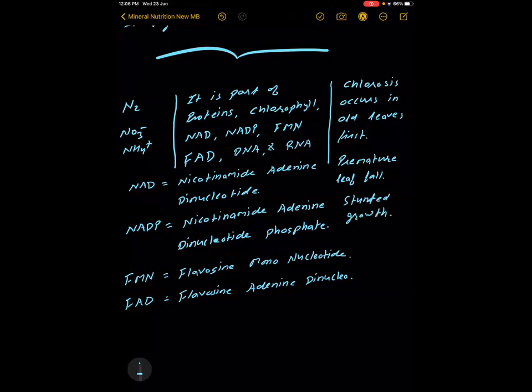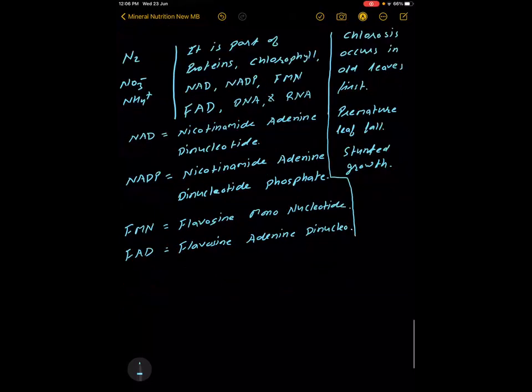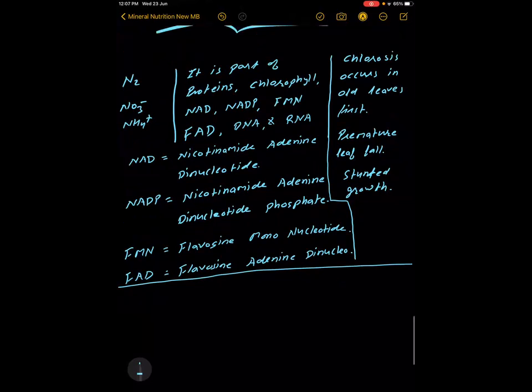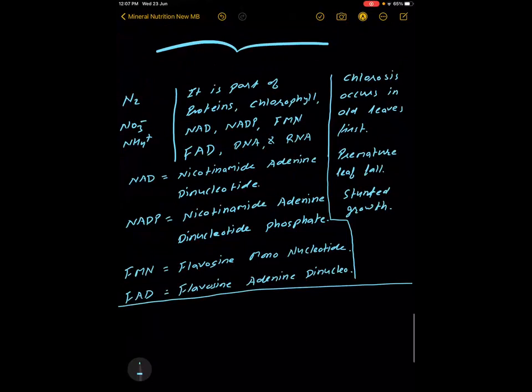Stunted growth. So these are some functions of nitrogen, and its deficiency also. Deficiency and functions. Next, NPK, NPKS.